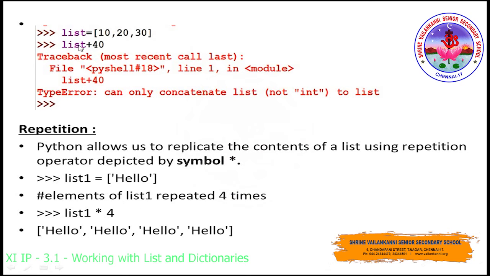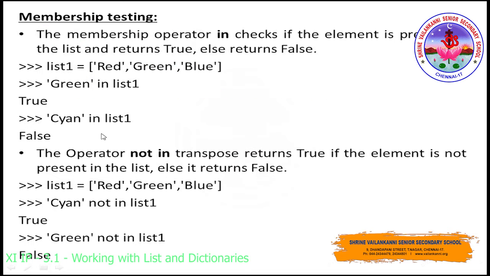And one more thing you have to remember is you cannot add a number to a number when we are using the concatenation operator, whereas you can multiply a number when it comes to the repetition operator. You got it? So that is the difference between concatenation and repetition.